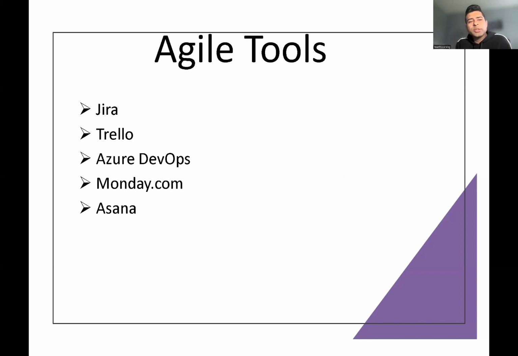What are the agile tools you can use? Jira is very popular. I have used Jira a lot. It's a great product. Then there are Trello, Azure DevOps, Monday.com, Asana, and other products as well. These are highly used. Jira is the most used tool, I will say.